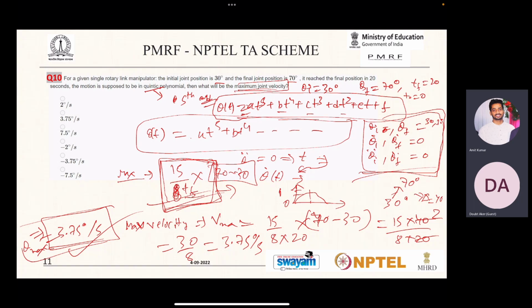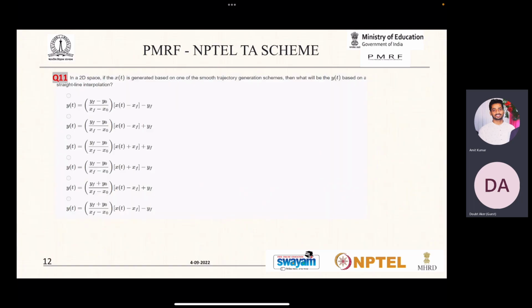With that, let us move to the next question, or rather the last question for today. The question is: in a 2D space, if x(t) is generated based on one of the smooth trajectory generation schemes, then what will be y(t) based on straight line interpolation? It is given that this is a straight line interpolation in 2D, so it could be like this. Here x(t) we know, and we want y(t), and this is a straight line.